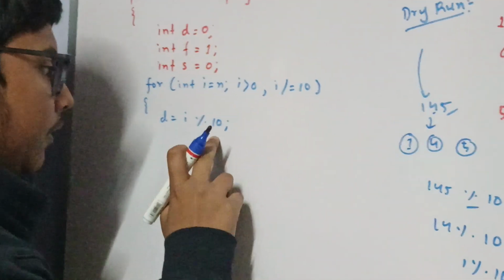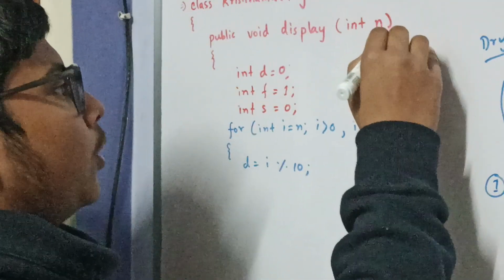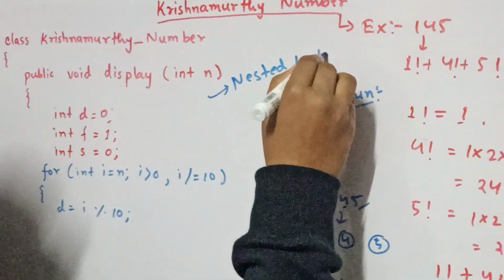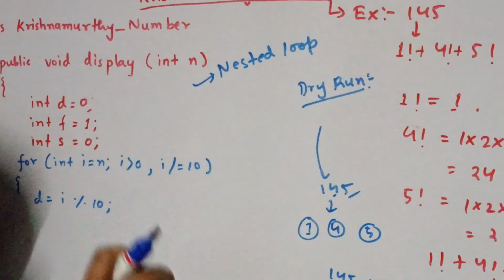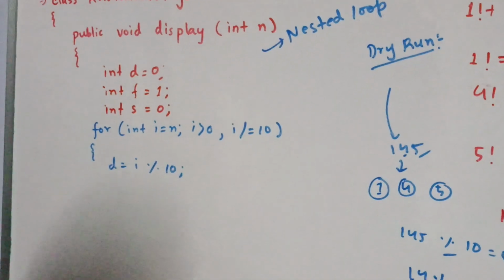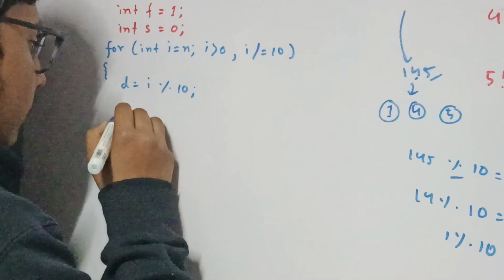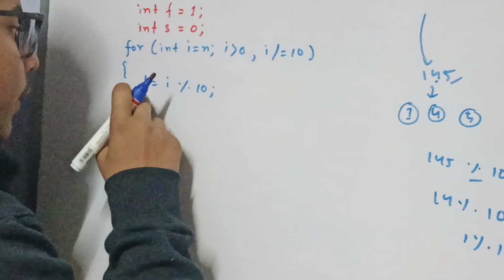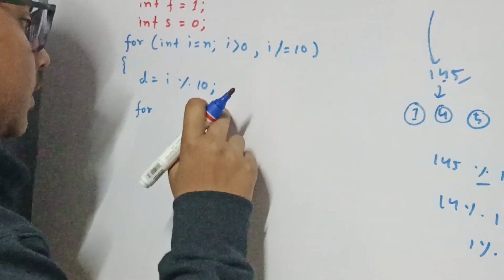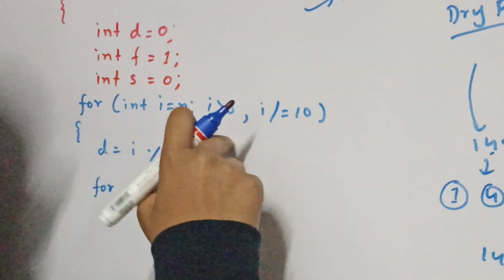So whatever we have to do with these digits, from here you can get a concept of nested loop. That is, one loop is inside another loop. First we found the digits. Now we have to find the factorial of each digit, which means we have to execute another loop inside this particular loop.